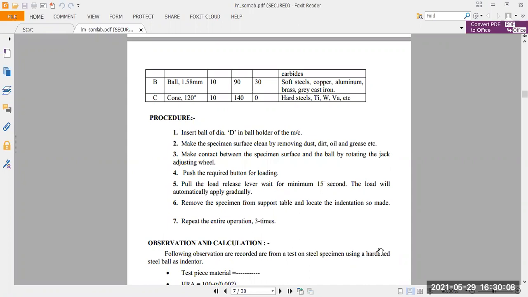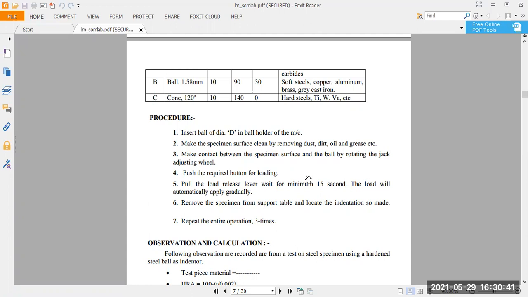Now, make contact between the specimen surface and the ball by rotating the jack adjusting wheel. Making the contact by the jack adjusting wheel means we are moving it in the clockwise direction, so that the platform of the specimen, along with the specimen, goes up and engages with the indenter itself.